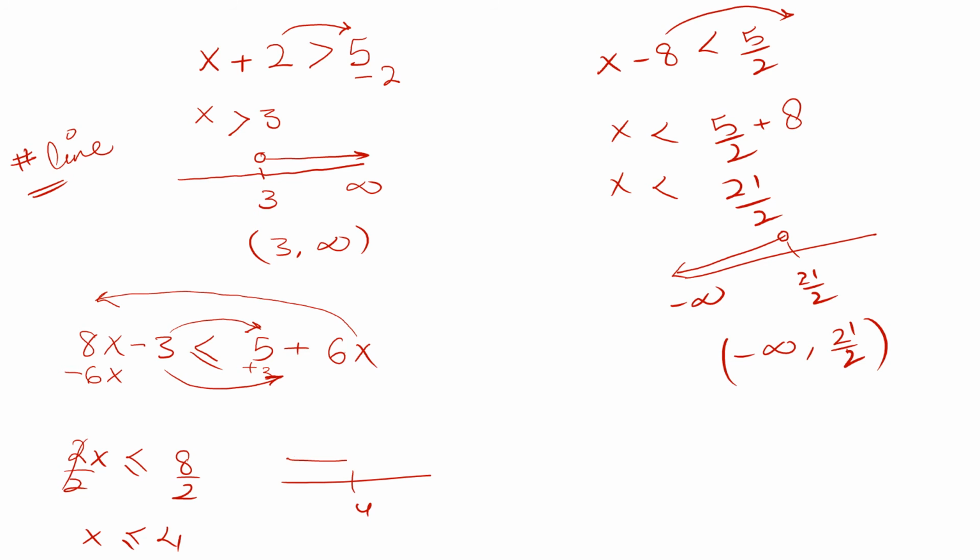Now less than means left hand side and less than or equal means you have to make the shaded point. So you will write negative infinity, small bracket, and 4 with the big bracket.